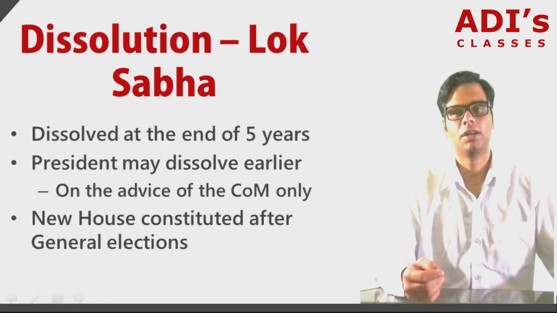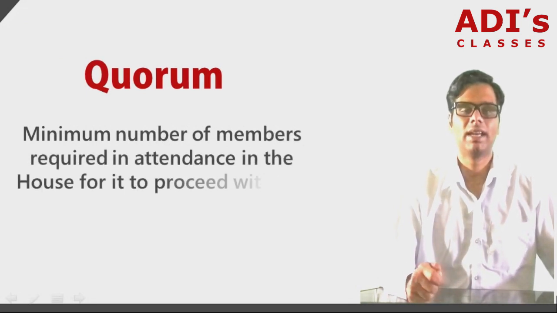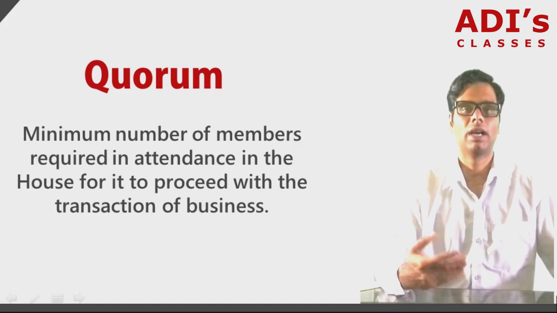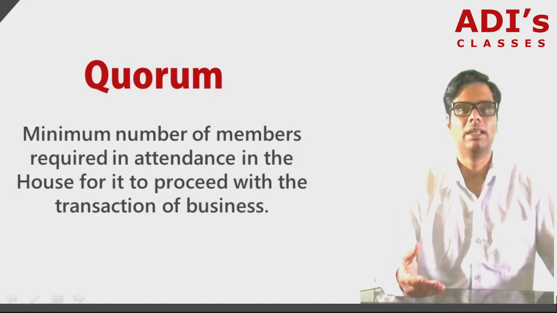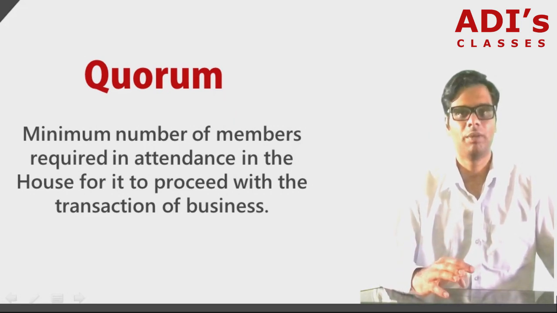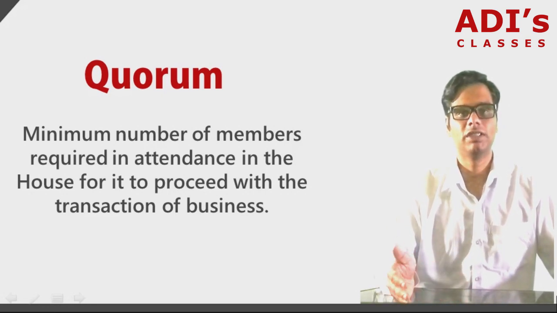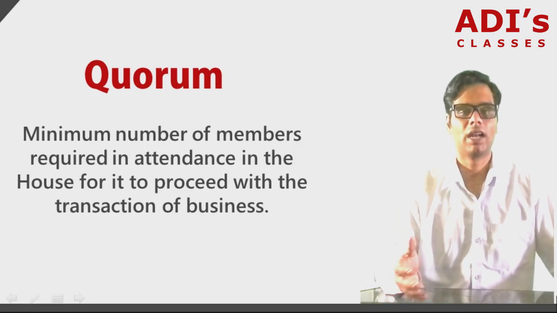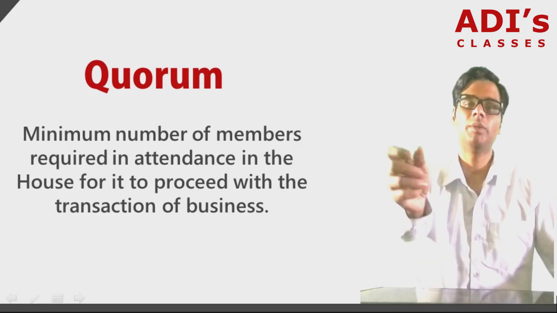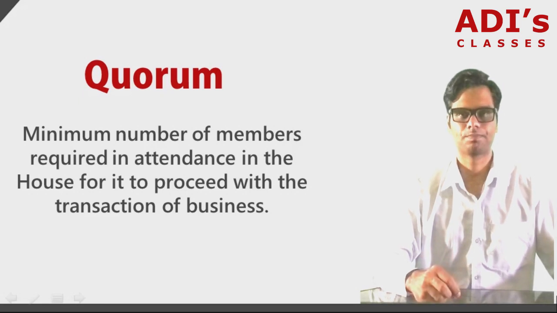Now we will look at another term called quorum. For each house to conduct its business, there needs to be a minimum number of members present for the proceedings. So for a sitting of the Lok Sabha to happen, there have to be a certain minimum number of members present. Let's say there are only 20 members present in the house. Can a sitting of the Lok Sabha or the Rajya Sabha carry on with just 20 members? This is not possible. You need a certain minimum number of members to be present so that the proceedings of the house can be held.